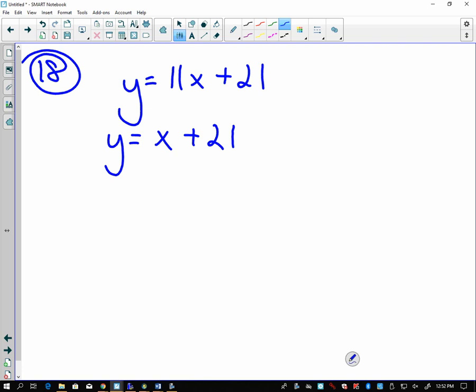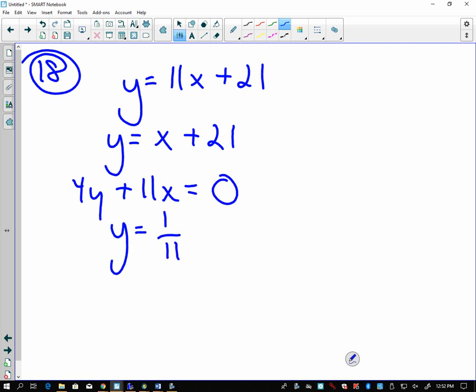You might get another one where it's, I don't know, I'm just going to make some stuff up. 4y plus 11x equals 0. So we'd want to change that. Let's see, we can get y equals 1 over 11x, something to that effect. And let's try negative 10y equals, I don't know, 4x. These are different equation types that you're going to get.